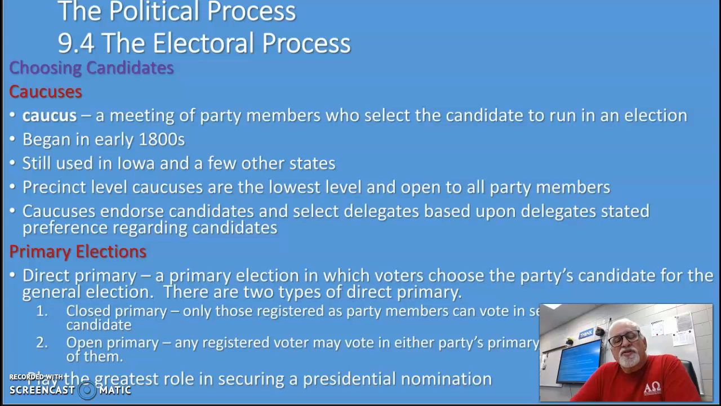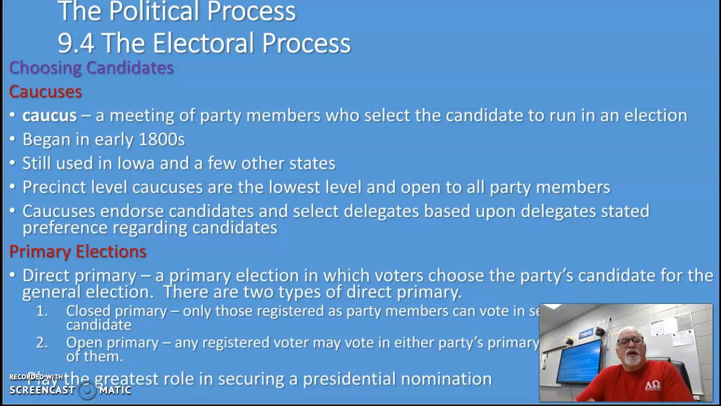Precinct level caucuses are the lowest level and open to all party members. Caucuses endorse candidates and select delegates based upon the delegates' stated preference regarding candidates. So it's quite a process. But most of the delegates are chosen through primaries. The direct primary, in which voters choose the party's candidates for the general election.